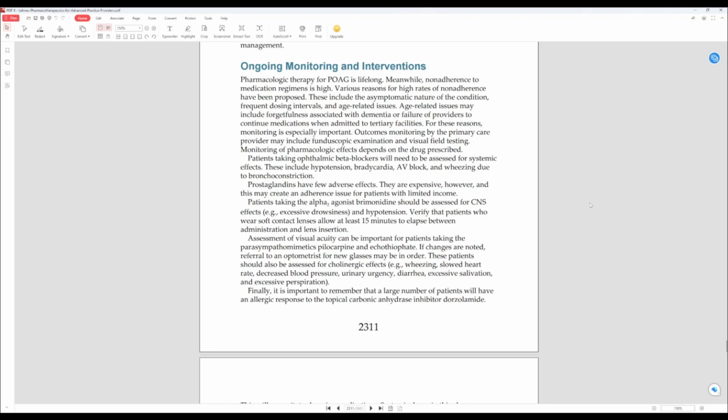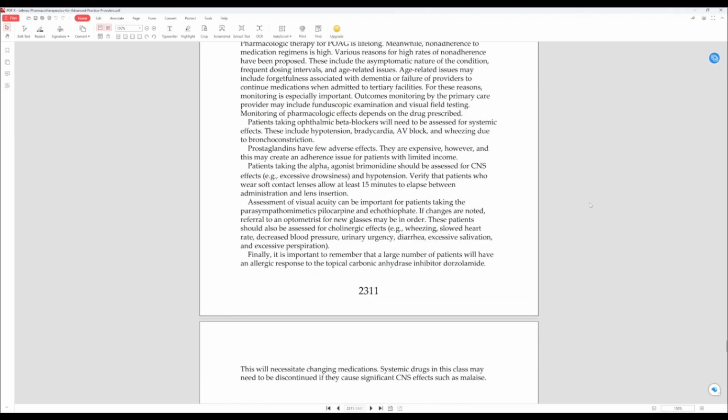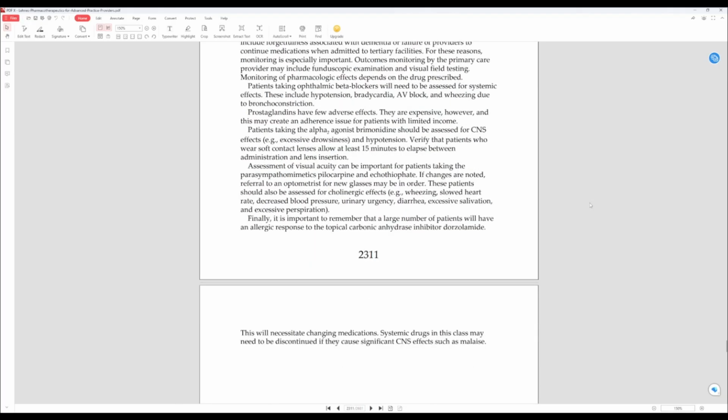Outcomes monitoring by the primary care provider may include fundoscopic examination and visual field testing. Monitoring of pharmacologic effects depends on the drug's prescriptions. Patients taking ophthalmic beta blockers will need to be assessed for systemic effects, which would include hypotension and bradycardia, AV blocks, and asthma exacerbations due to bronchoconstriction. Prostaglandins have few adverse effects. They are expensive, however, and may create an adherence issue for patients who have a limited income.